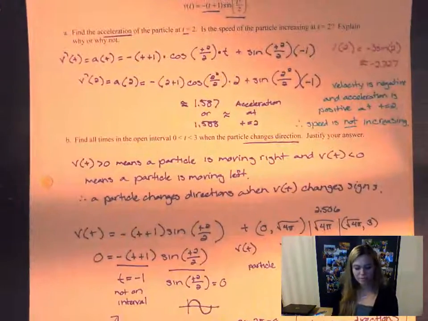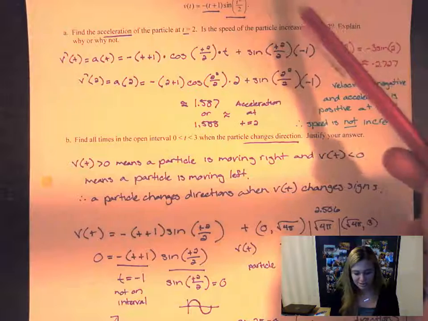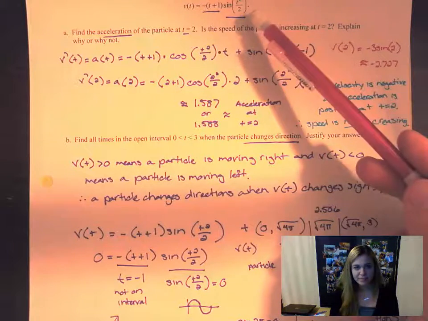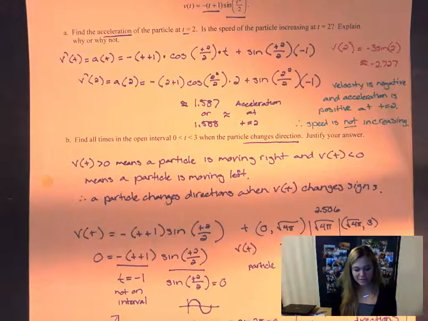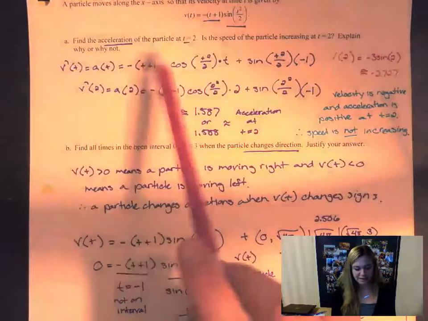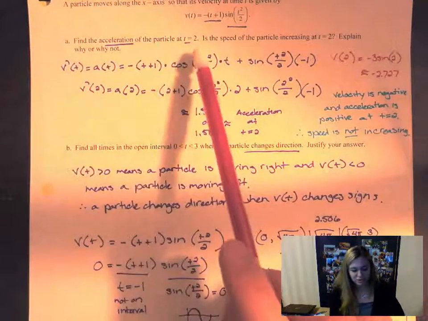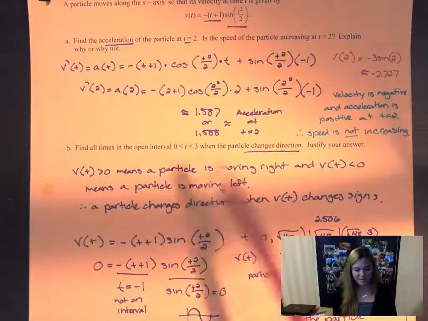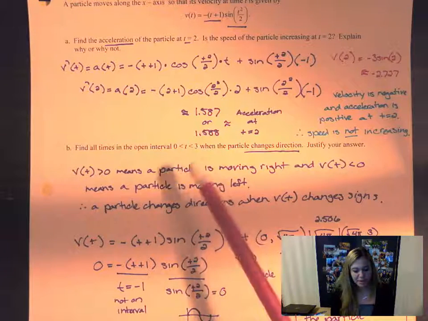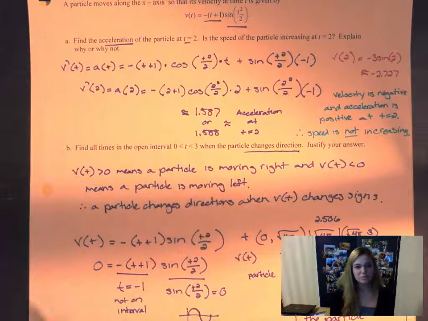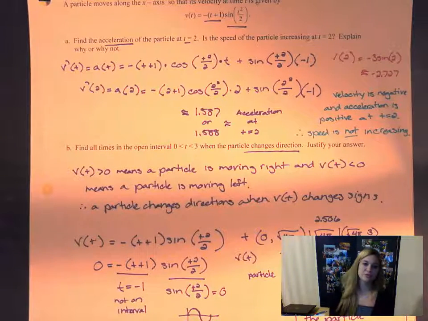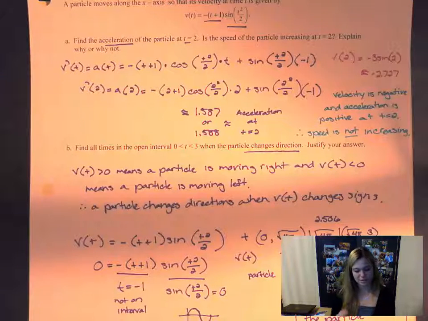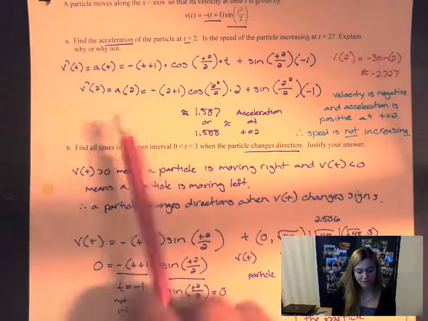Okay, a particle is moving along the x-axis so that its velocity is given by this. So this one's a little interesting because I could use my calculator and say the acceleration of a particle at time t equals 2 and do it that way because I end up getting a decimal at the end. But if you want to practice the product rule, this is a good time. So first times the derivative of the second plus the second times the derivative of the first. And then you substitute in 2.